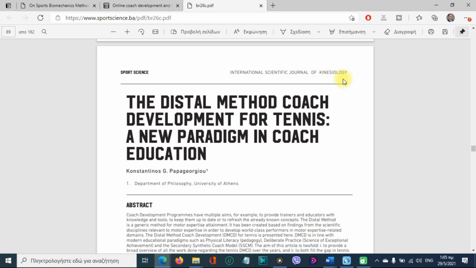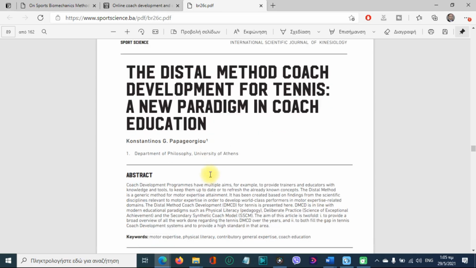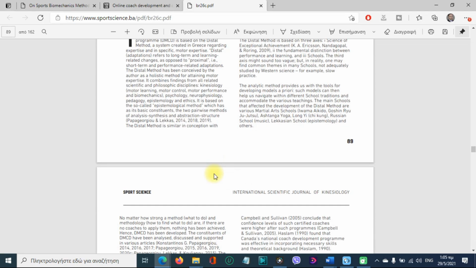So the last paper, actually it's a pretty recent one, and this is in Sports Science Journal, International Scientific Journal of Kinesiology. And this is a general paper. It presents the distal method coach development for tennis, a new paradigm for coach education, in coach education. Okay, so I have this here.